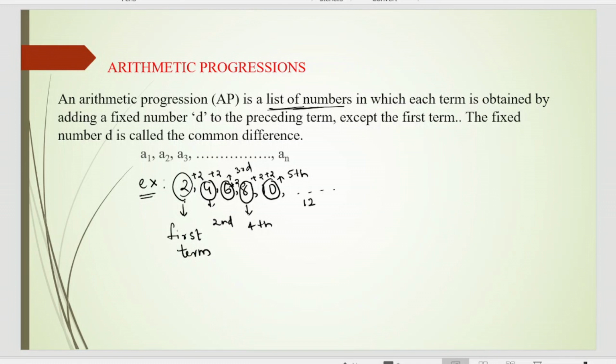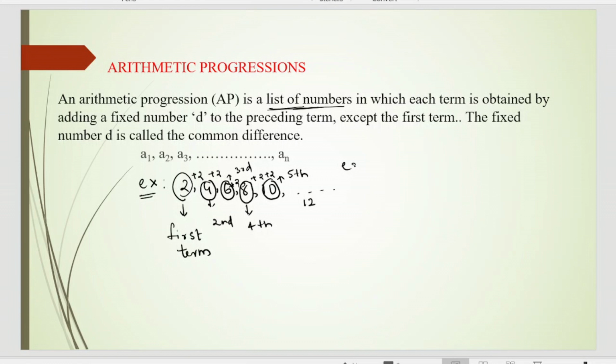So if you observe this list of numbers, the next number is obtained by adding a fixed number to the preceding term, right? Except the first term. The first term will be as it is. You will be adding a fixed number to each term to get the next terms.